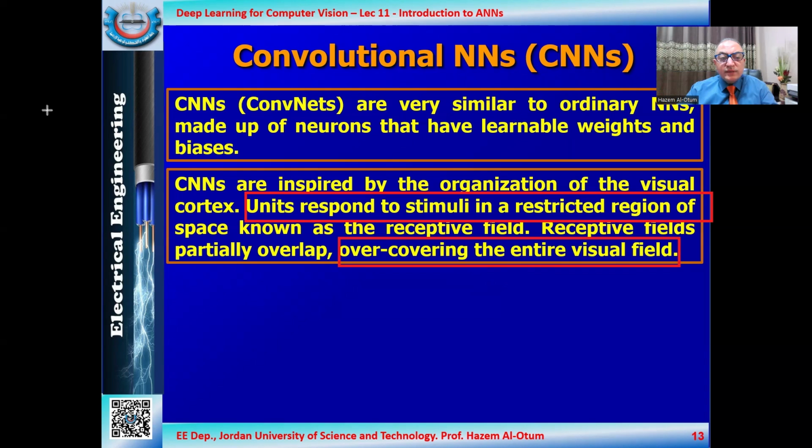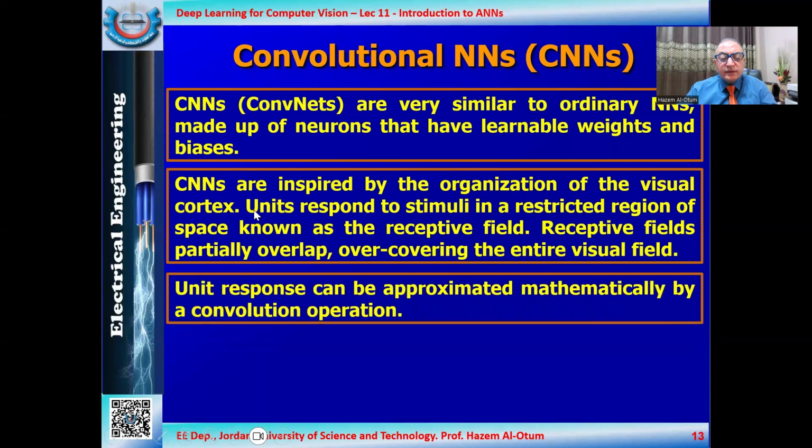So the difference here is that instead of having neurons or units, we're going to use convolutional layers. We'll see this in detail in the next slide. Now, if you try to approximate the unit response using nodes or neurons or perceptrons, it will not be easy to cover the functions done by the visual cortex. The unit's response can be approximated easily, mathematically, by something very similar to the convolution operation.